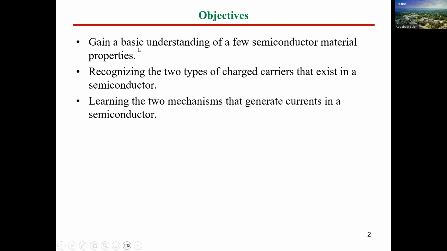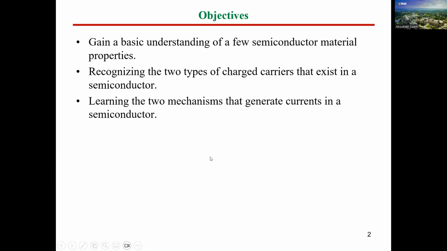Gain a basic understanding of a few semiconductor material properties. So what are the properties of the semiconductor material we need to understand? We will discuss it. Recognizing the two types of charged carriers that exist in a semiconductor material. So what is the meaning of carrier? We will discuss the meaning of carrier and what the two different types are. And finally, learning the two mechanisms that generate current in a semiconductor material. Most probably the last objective will be covered in the next class.